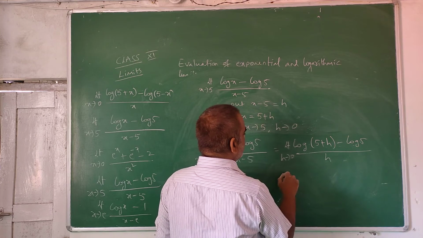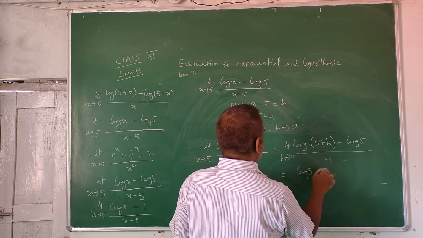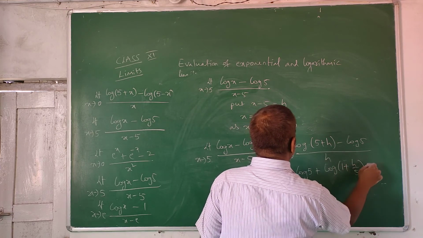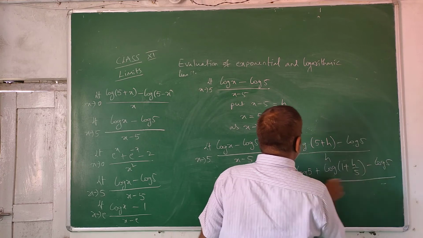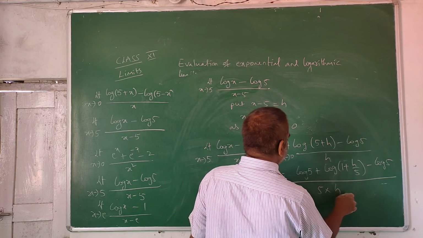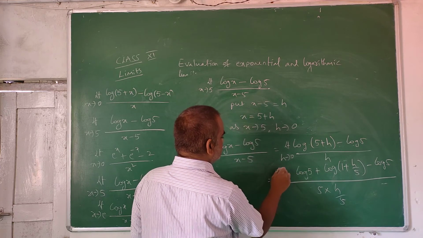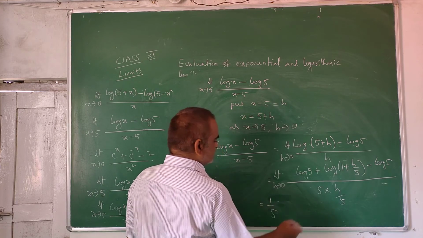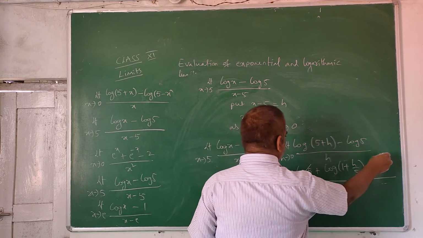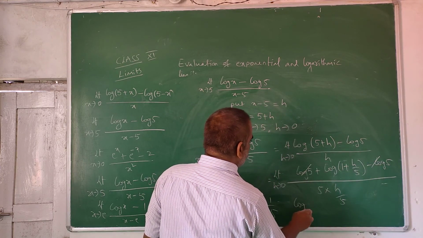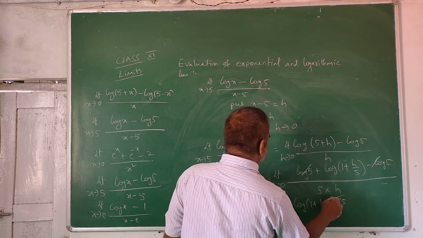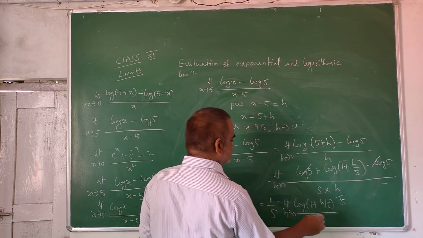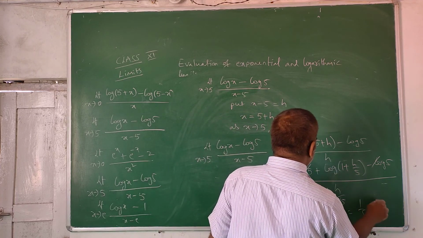Now if you take 5 common inside the bracket, then you get log 5 plus log 1 plus h by 5 minus log 5 by 5 into h by 5, limit h tends to 0. So this 1 by 5 is constant, you can take it outside. This log 5 minus log 5 get cancelled. So log 1 plus h by 5 by h by 5, limit h tends to 0. Now applying the standard form, this is 1 by 5 into 1, which is 1 by 5.